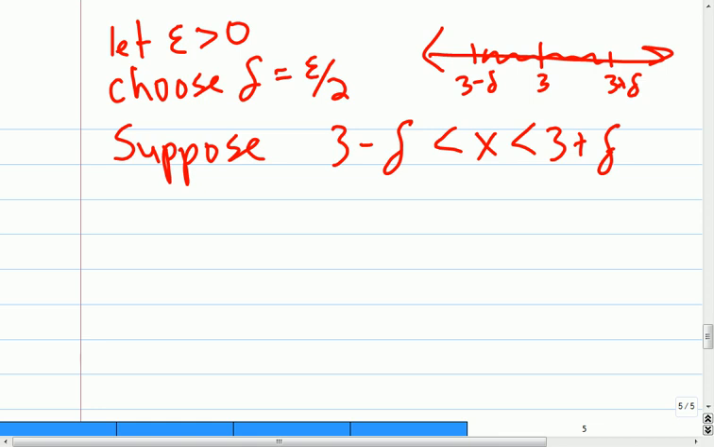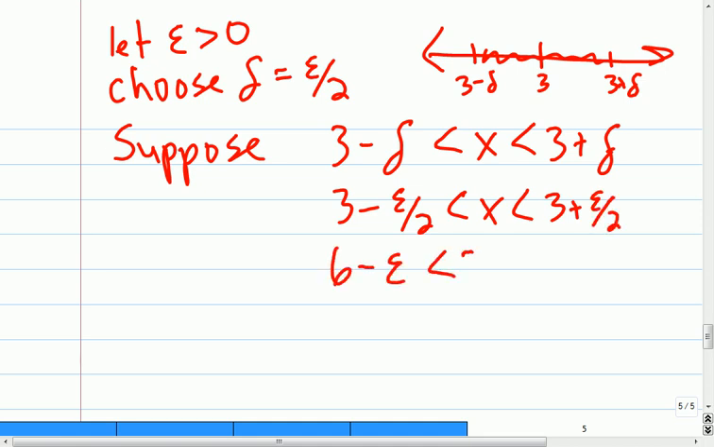So the way I'm going to do that is I'm going to go the opposite order I did to find my delta. So let's start here by adding 5, or was it subtracting 5? I can't remember now. Oh, first we use a 2, so that means I'm going to multiply everybody by 2. So I end up with 6 minus epsilon is less than 2x is less than 6 plus epsilon. And then I had to subtract 5. Was it 5? Yes.